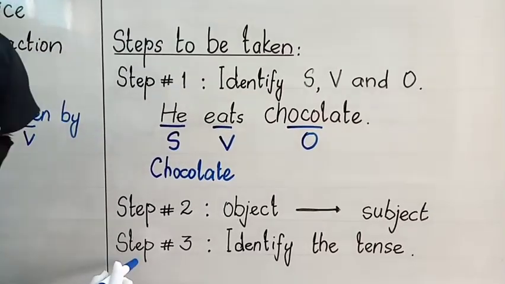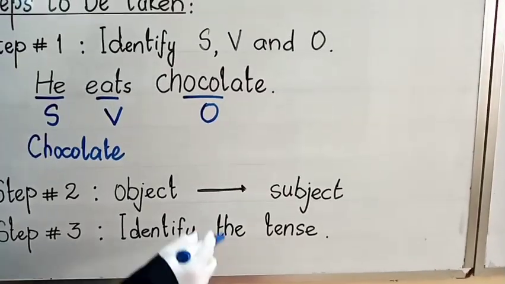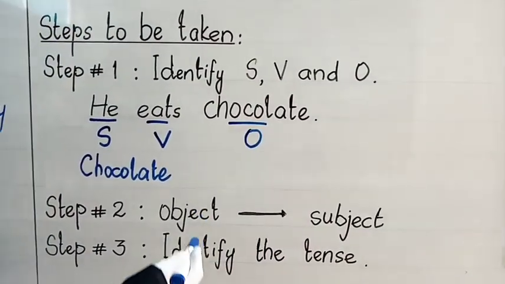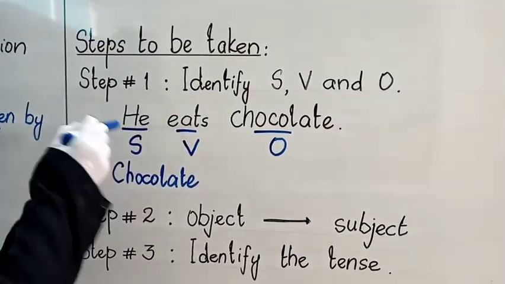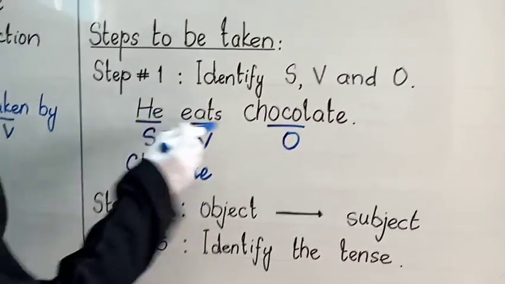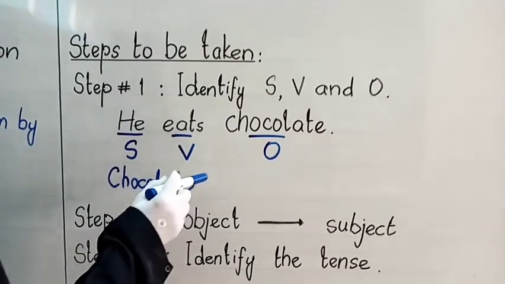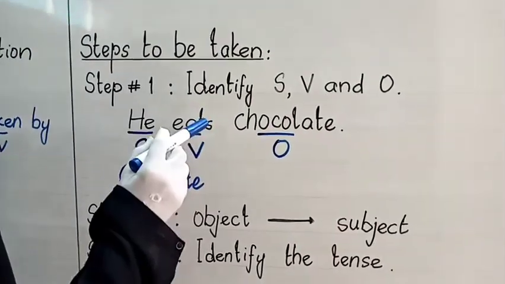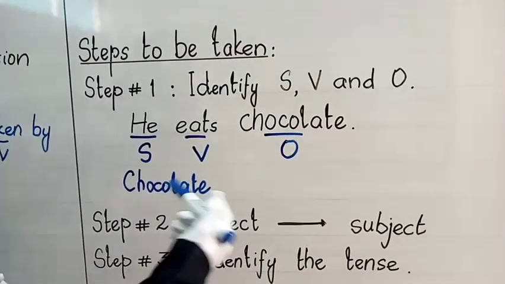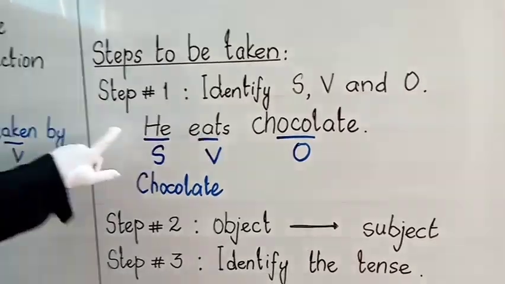After that, in step number 3, we have to identify the tense. What is the tense of the sentence? So tell me, what is the tense of this sentence? इस sentence का क्या tense है? This is in present indefinite tense. Shabash. This is in present simple tense. Right. So we have identified the tense of this sentence.